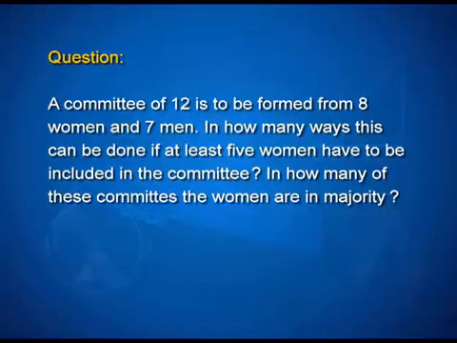And with this formula ready, we are now ready to deal with problems where the conditions are stated in words and you have to translate them and use this result to figure out the total number of combinations possible within the given condition. Our first problem says a committee of 12 is to be formed from 8 women and 7 men. In how many ways can this be done if at least 5 women have to be included in the committee? And in how many of these committees are the women in majority?